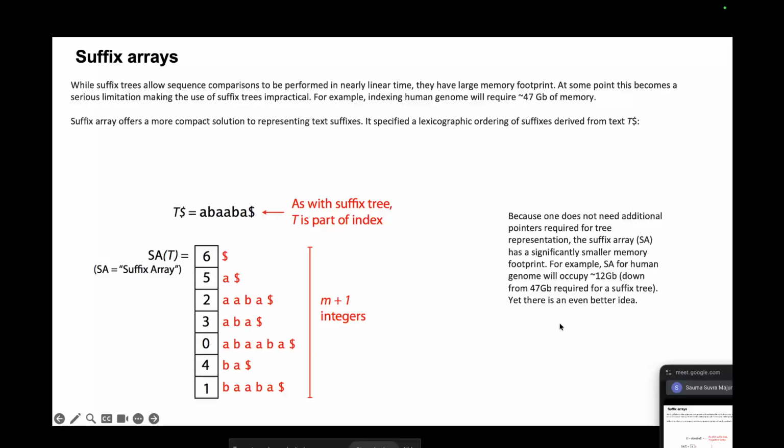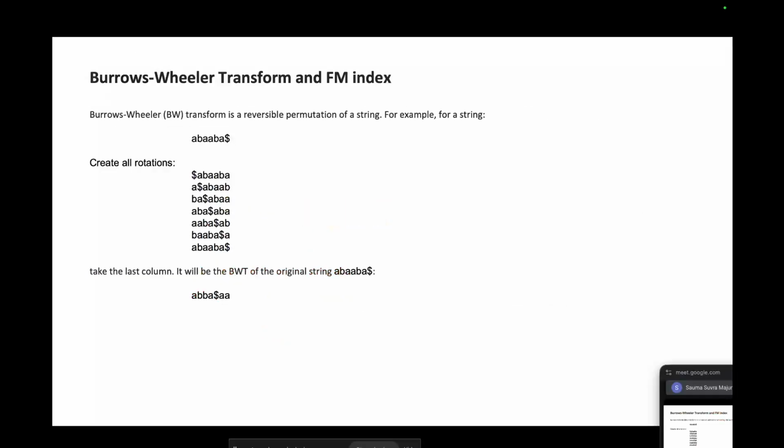But even suffix arrays are not the best. If you use a suffix tree, the index will be 47 GB. If you use a suffix array, it will be 12 GB, but it's still not the best one. But yeah, we are moving one step closer to the best algorithms, right?